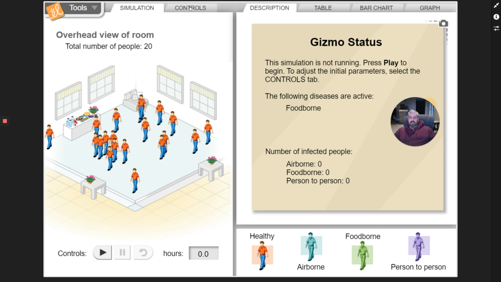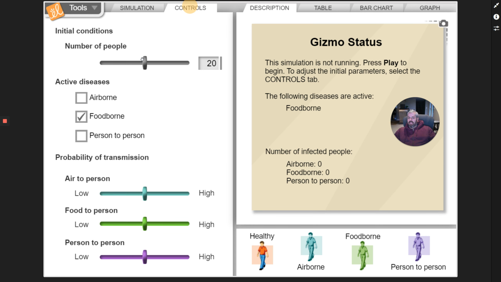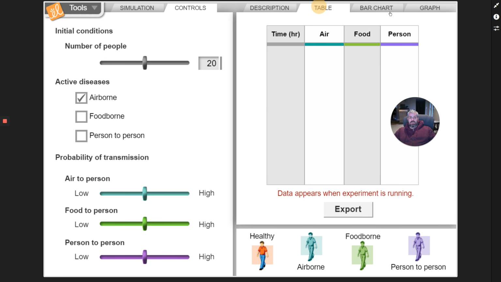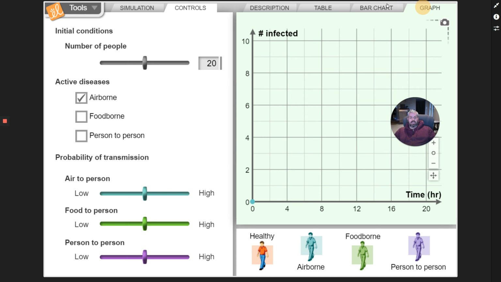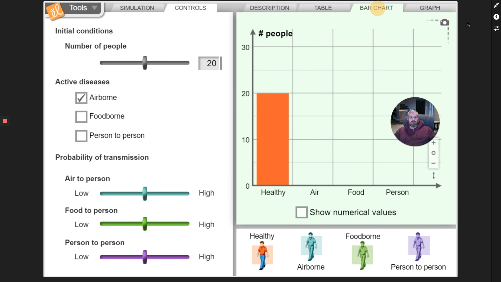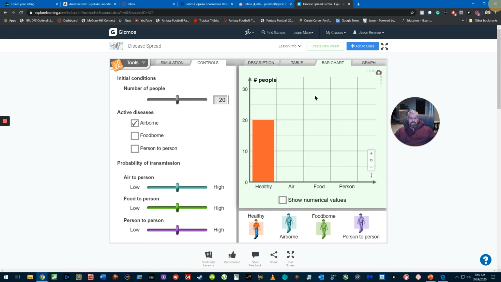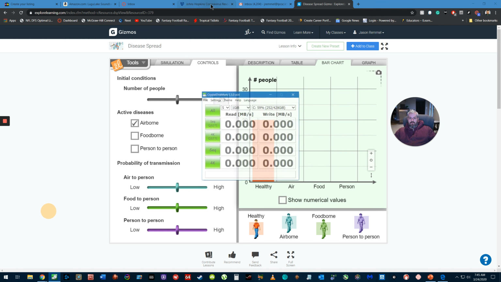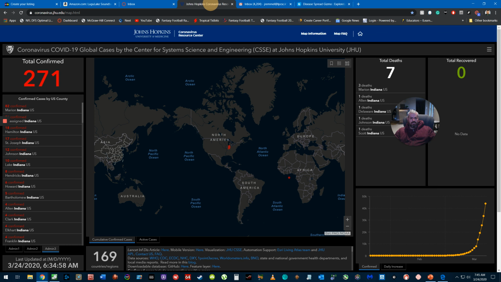But anyway, there is a control tab up here, and the gizmo is going to walk you through, and it's going to have you set the number of people. It's going to say whether the disease is airborne, foodborne, person to person. We have some controls here from low to high: air to person, food to person, person to person, low to high. Okay. And then we have these charts over here. And this is going to be kind of similar to what you saw over here. Okay. This logistic growth curve.